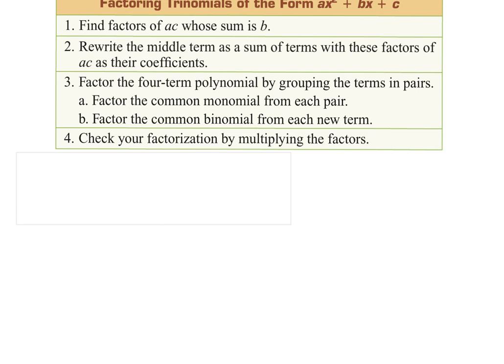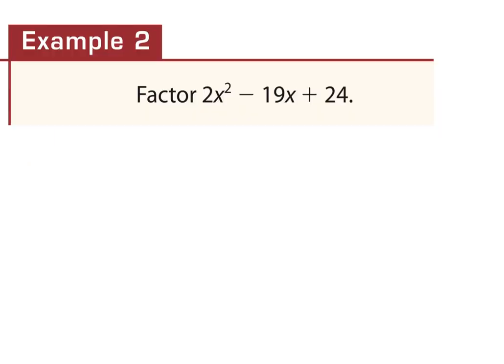So let's do another one of these. All right. So we are going to multiply across. We're going to say 2 times 24. 2 times 24 gives us what?